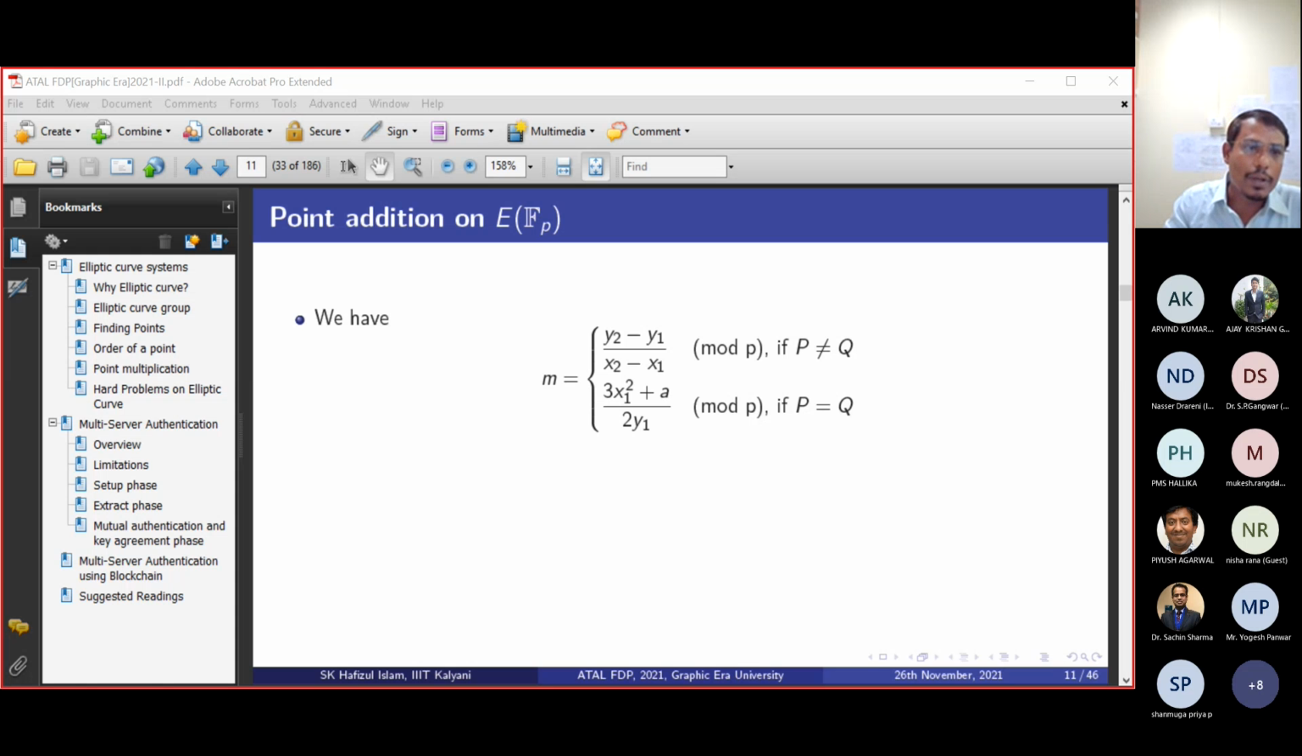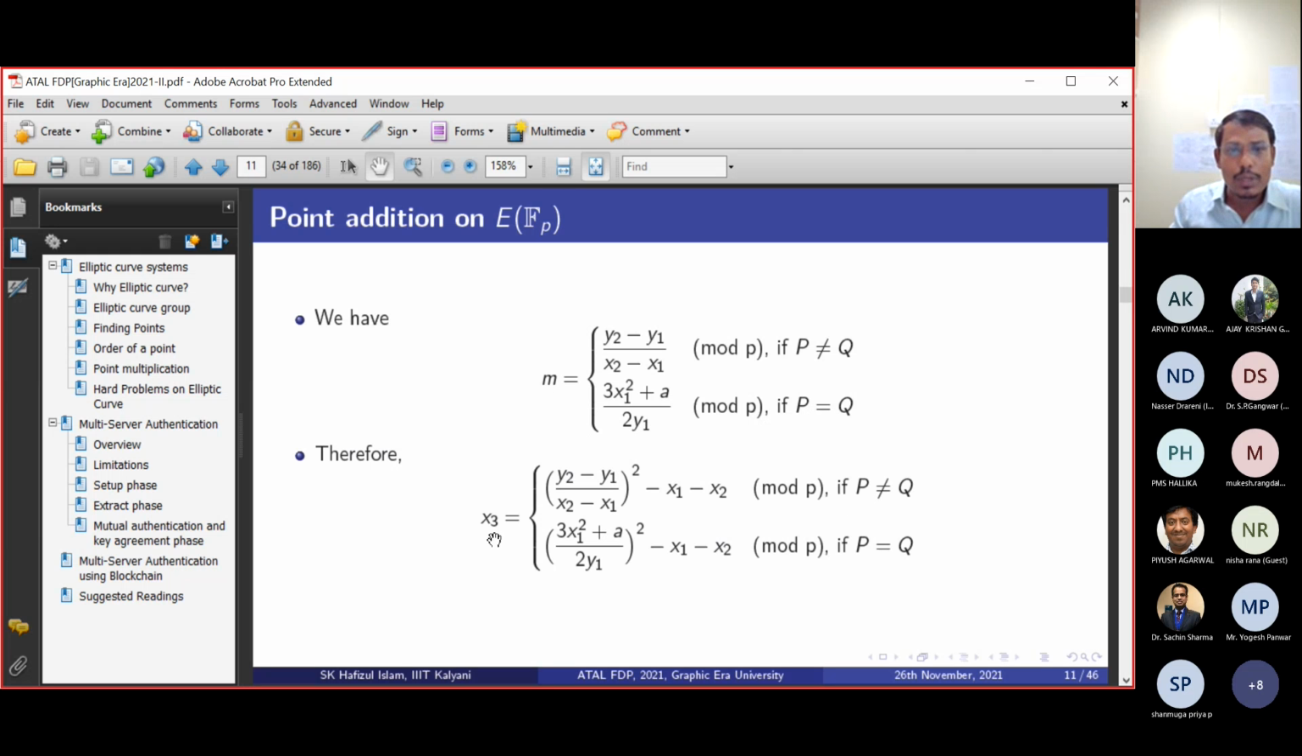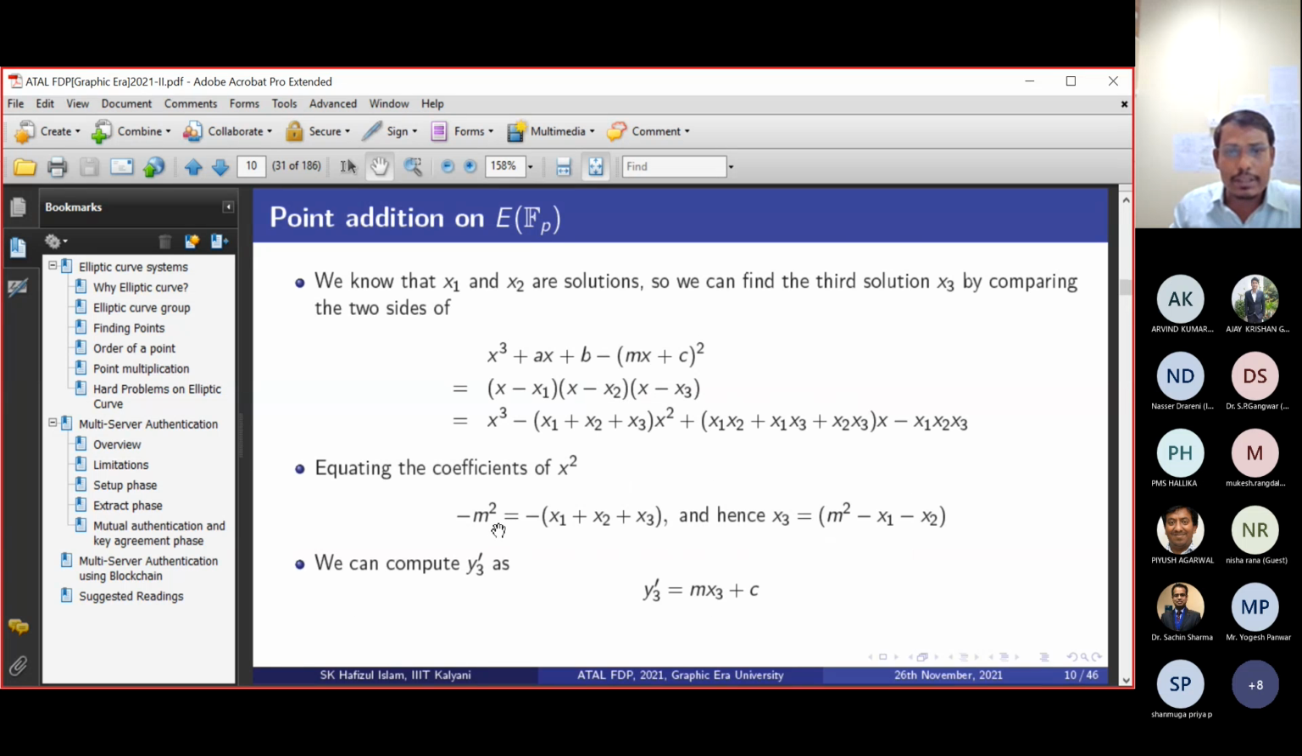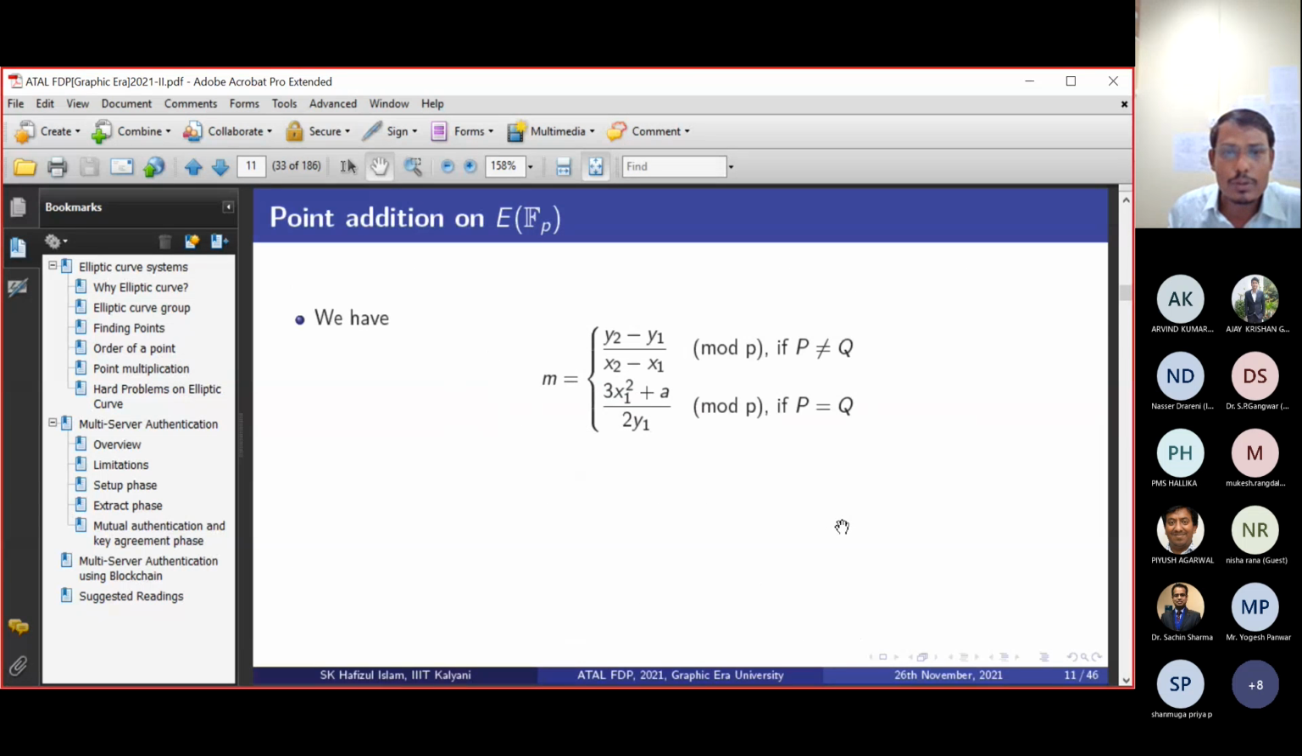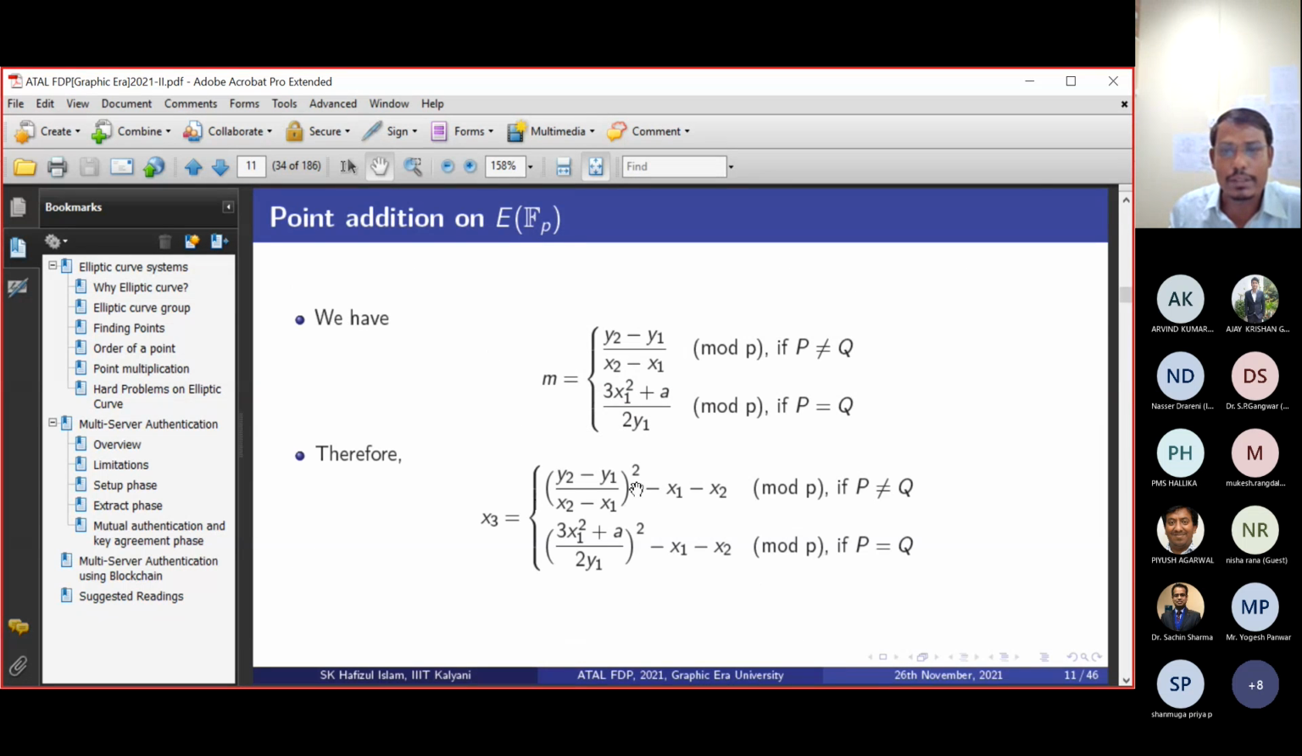If both the points are different, this is the value of m that we did here: the slope (y2 minus y1) over (x2 minus x1), which is for the case P not equal to Q. Accordingly, you put this value into the formula of x3, because x3 is equal to m² minus x1 minus x2. We are just writing the value of m here. So we are getting the value of x3 equal to this. Things are clear to all?